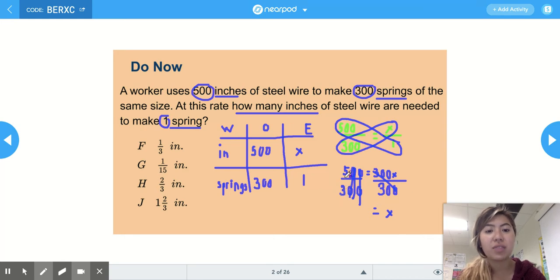So 3 can go into 5 one time. And we're turning this improper fraction, 5 over 3, into a mixed number. Since they're equivalent, the denominators are going to be the same. 3 is our denominator. And then we have 1 times 3 is 3. To get our new numerator, we subtract the old numerator, 5, minus the 3. And so we get 1 2/3, which was answer choice J, 1 2/3 inches.